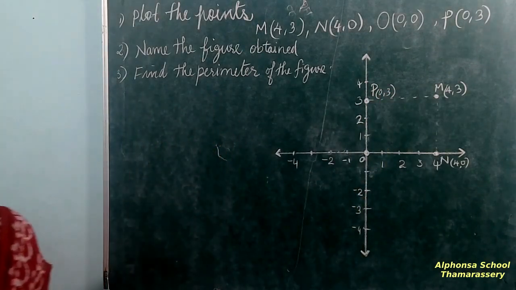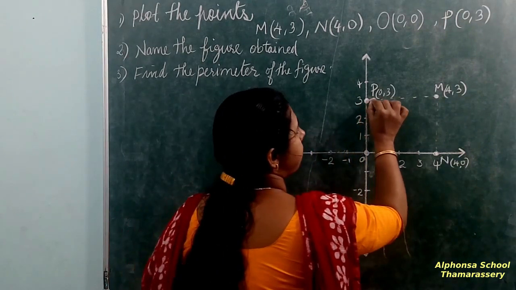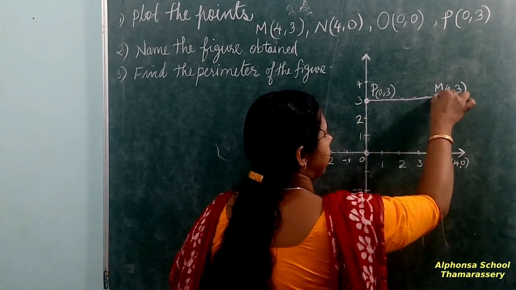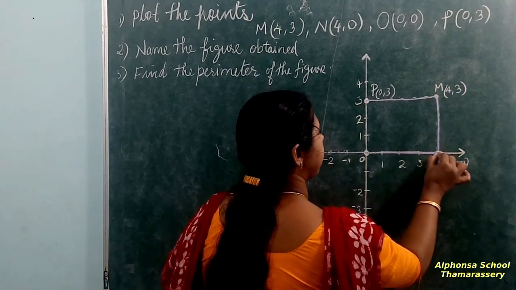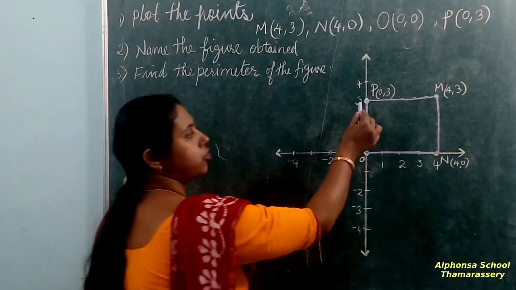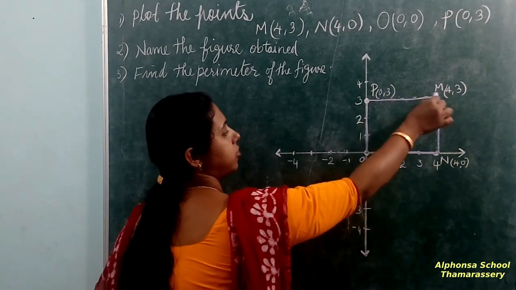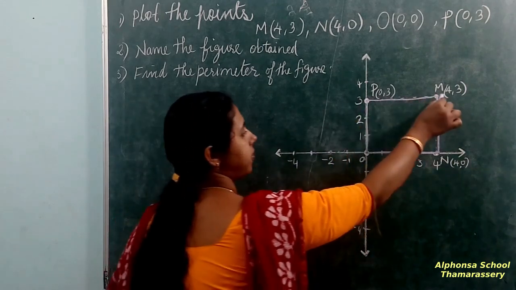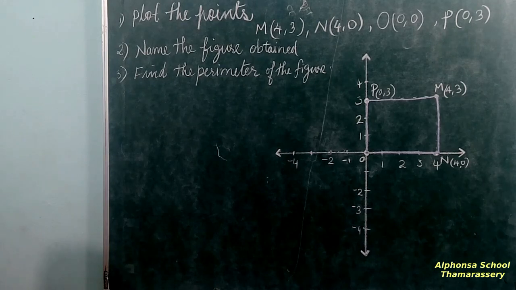Now you can join these 4 points. When you join the points, we get the figure MNOP, a rectangular shape. So the name of the figure obtained by joining the 4 points is a rectangle.